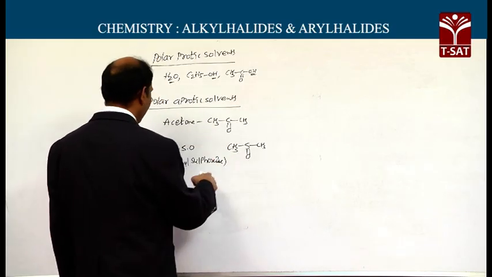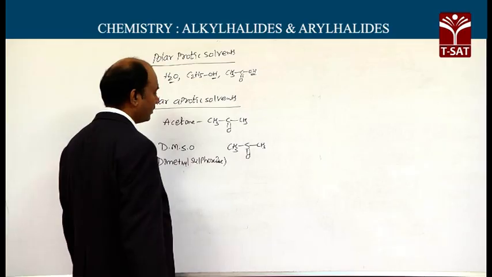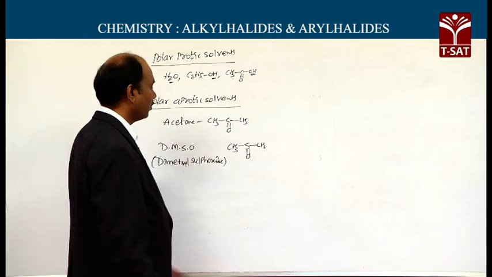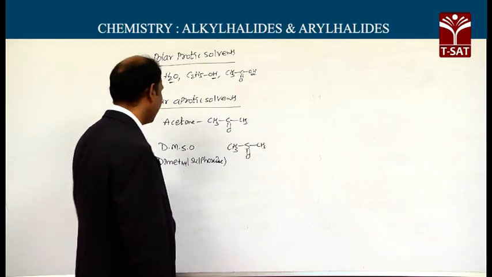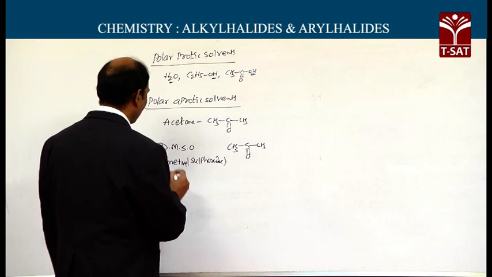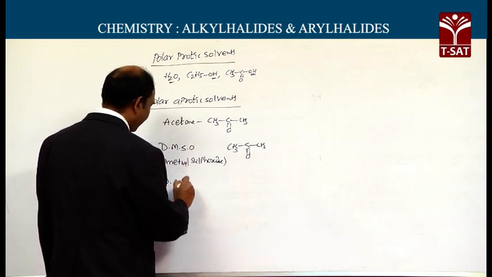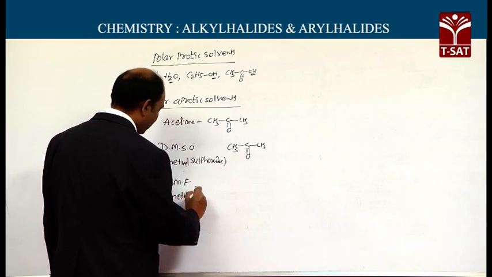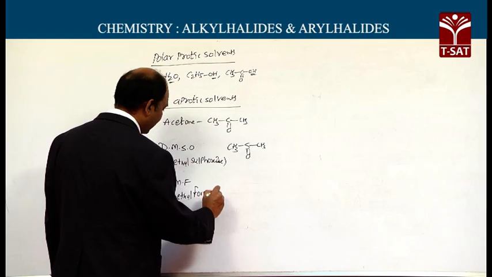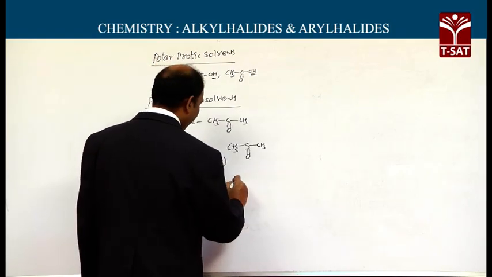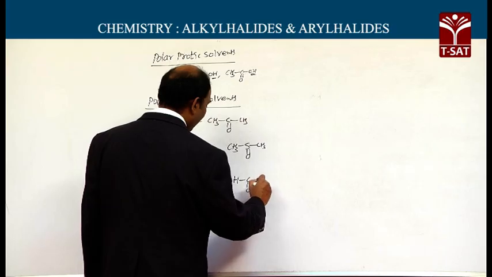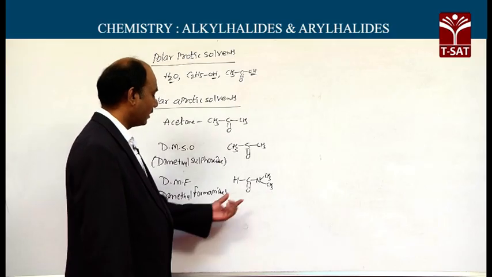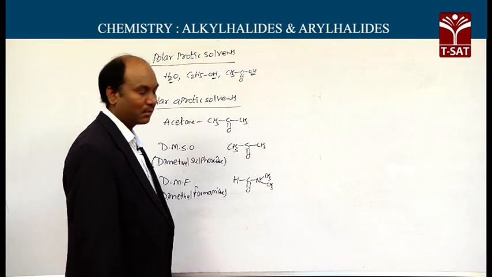Acetone and DMSO are both polar aprotic solvents; they do not give H plus ion. Why? Because H plus is not attached to oxygen, it is attached to carbon. Similarly, DMF is dimethyl formamide, which is HC double bond O N CH3 CH3.